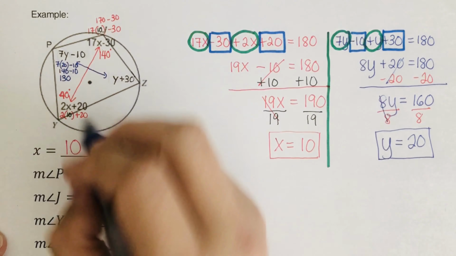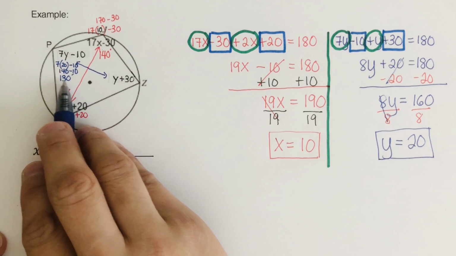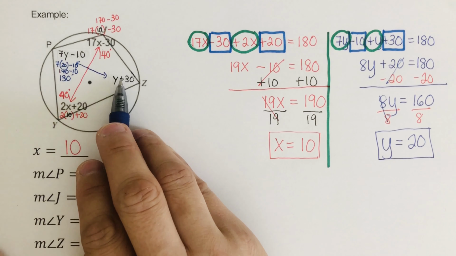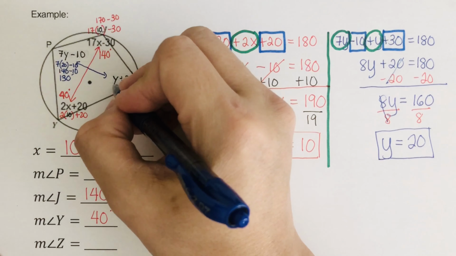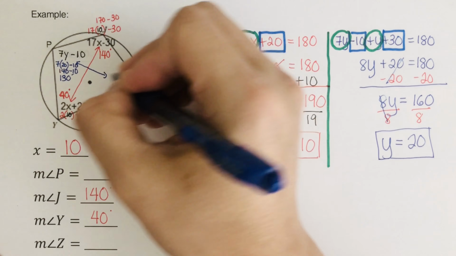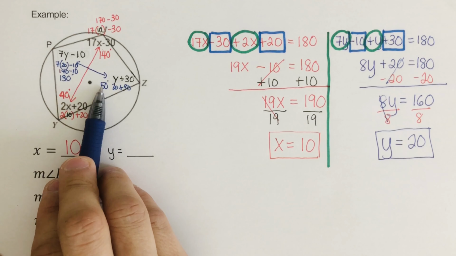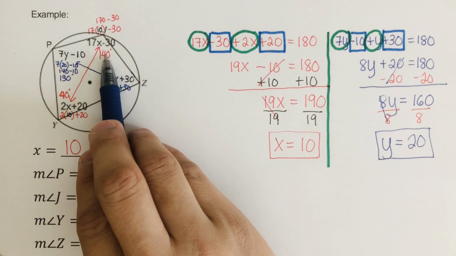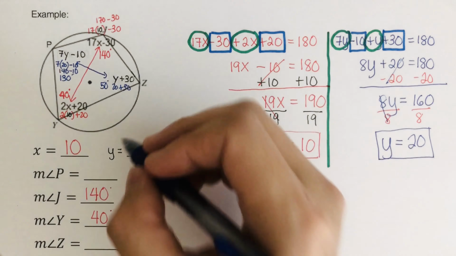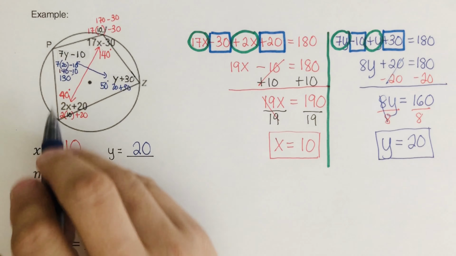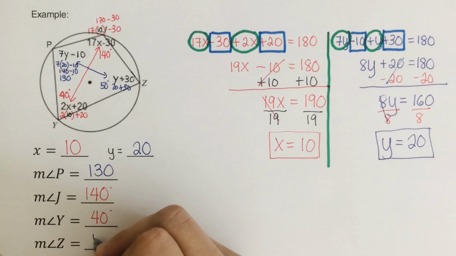So then we are expecting this angle to be 50, since 130 plus 50 would be 180. So let's plug it in. y was 20, so 20 plus 30 is 50. And that makes sense. Again, 130 plus 50 is 180. 40 plus 140 is 180. So our y right here is 20, and our angle P is 130, and our angle Z is 50.